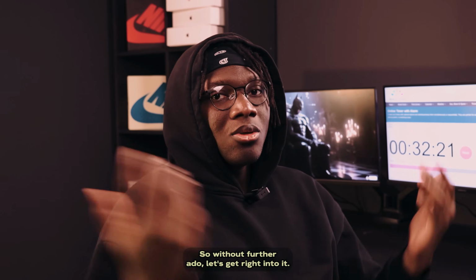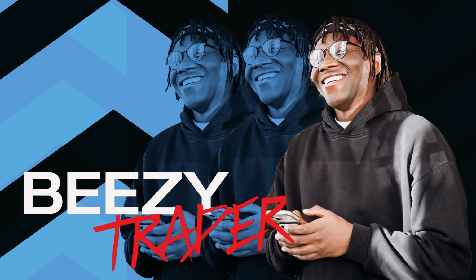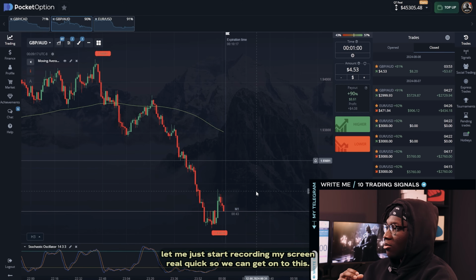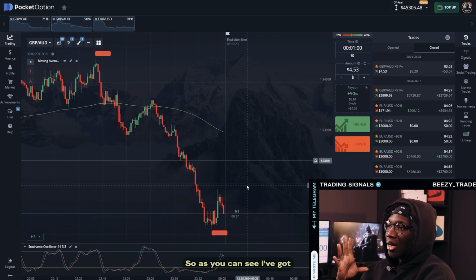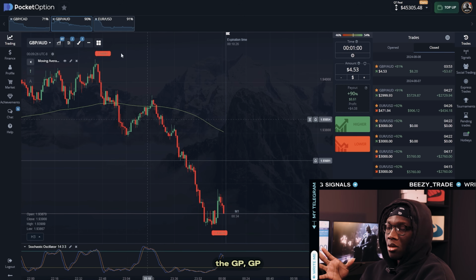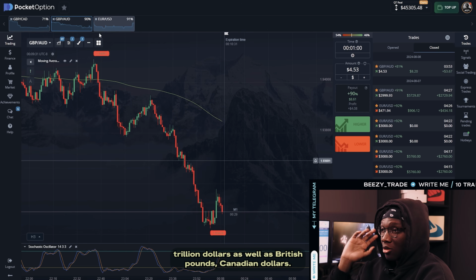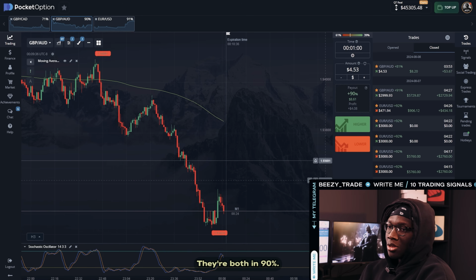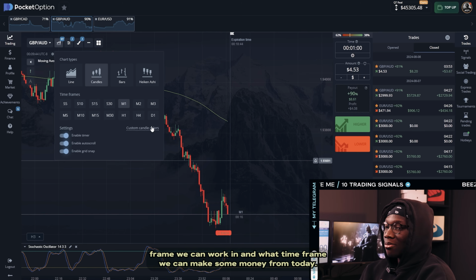So without further ado, let's get right into it. Let's dive right into the chart. Let me just start recording my screen real quick so we can get onto this. As you can see, I've got JBP, Australian dollars, as well as British pounds, Canadian dollars, and Euro USD. These are my go-to pairs right now, and I'm sniping. They're both at 90%. But looking at the market for a minute, I'm going to do a little bit of analysis, and we're going to try to see what time frame we can work in and what time frame we can make some money from today.